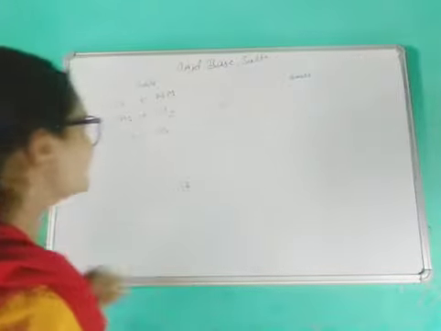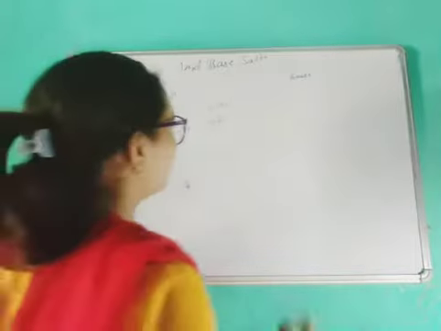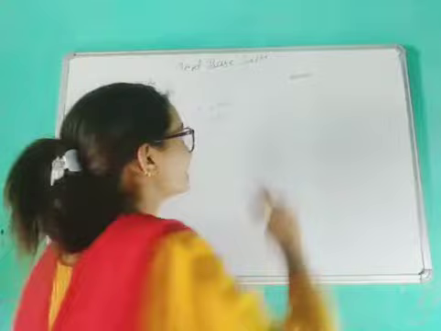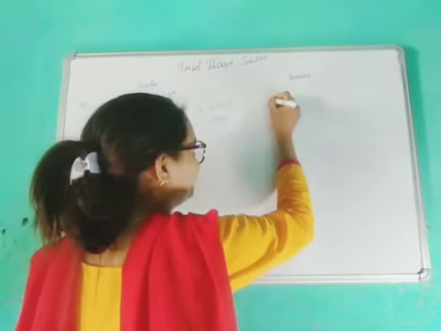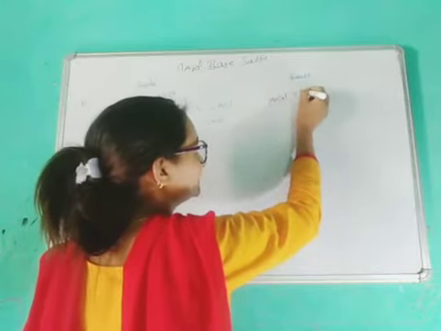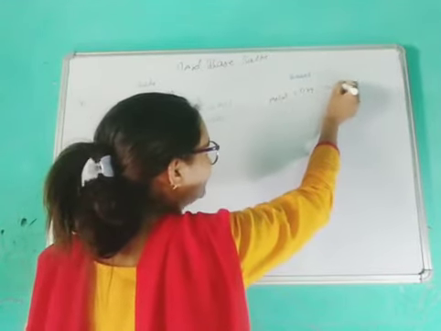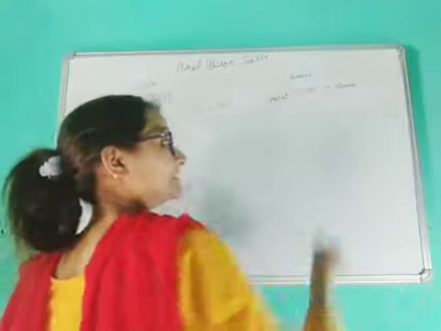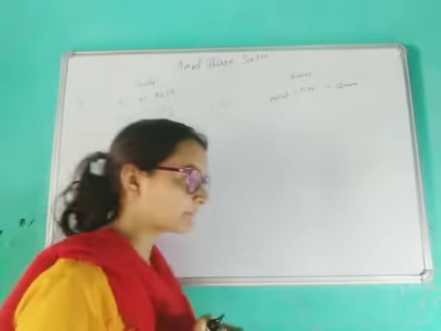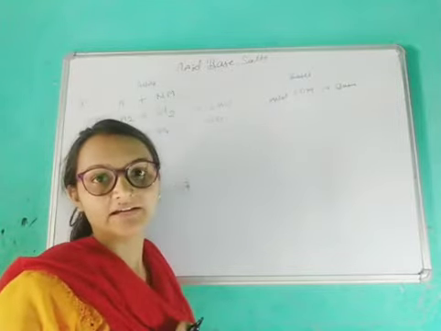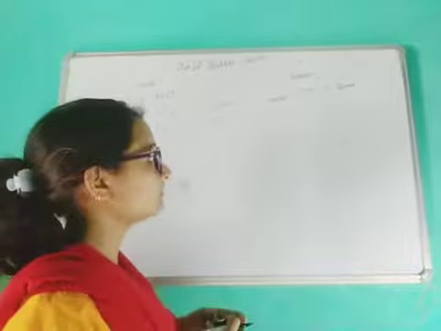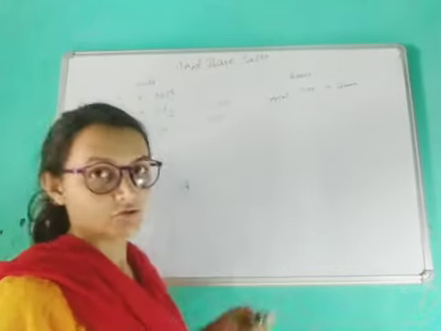Similarly with bases, how can you form bases? If you react any metal with oxygen, it will give you a base oxide. I have told you this in the periodic table chapter, that metals always form basic oxides, and non-metals always form acidic oxides. So if you want to make a base oxide, you have to use a metal.